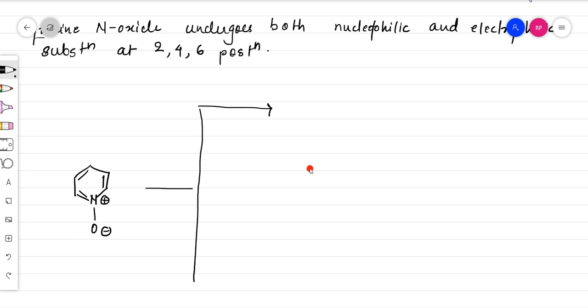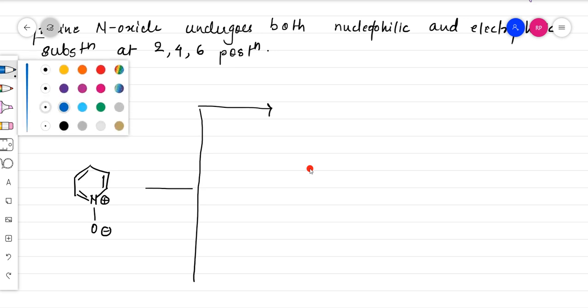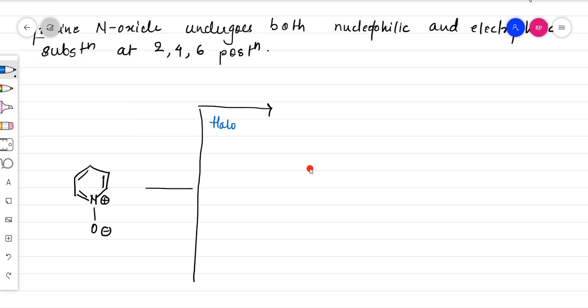The first reaction that we are going to start with is halogenation. In halogenation, let's take the example of chlorination. Now, this is an example of electrophilic substitution. Fine. So, electrophilic substitution takes place at which position? 2, 4, 6. Nucleophilic also takes place at 2, 4, 6.